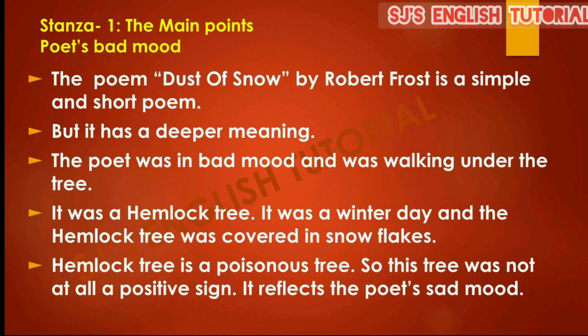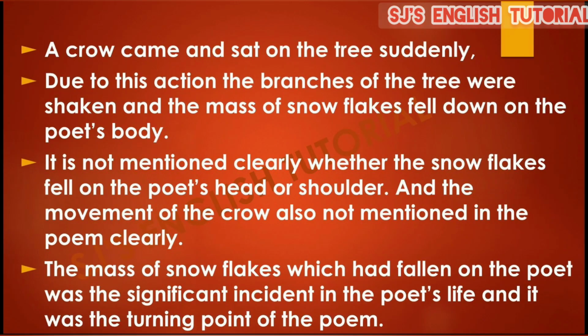A crow came and sat on the tree suddenly. Due to this action, the branches of the tree were shaken and the mass of the snowflakes fell down on the poet's body. It is not mentioned clearly whether the snowflakes fell on the poet's head or shoulder. And the movement of the crow is also not mentioned in the poem clearly. The mass of snowflakes which had fallen on the poet was a significant incident in the poet's life and it was a turning point of the poem.